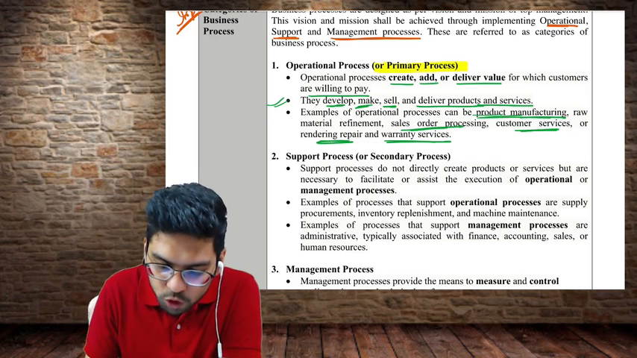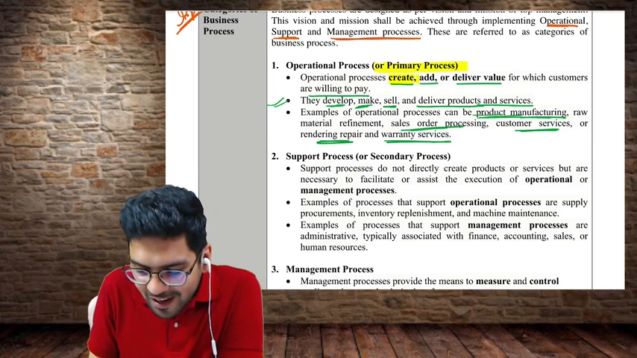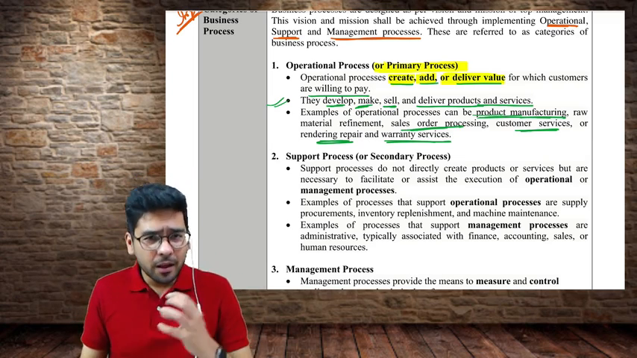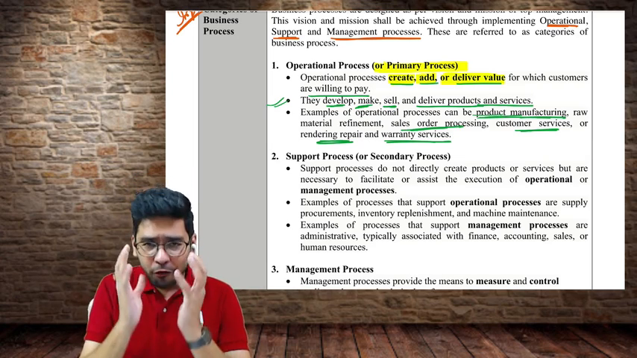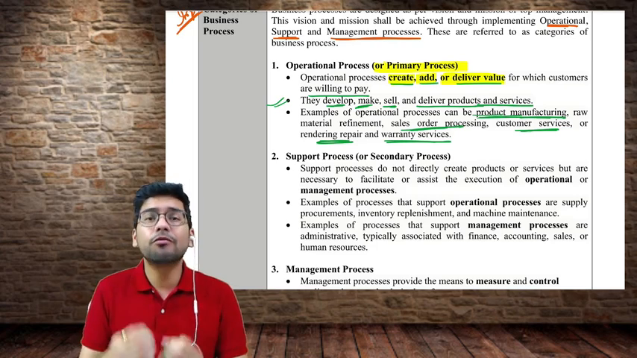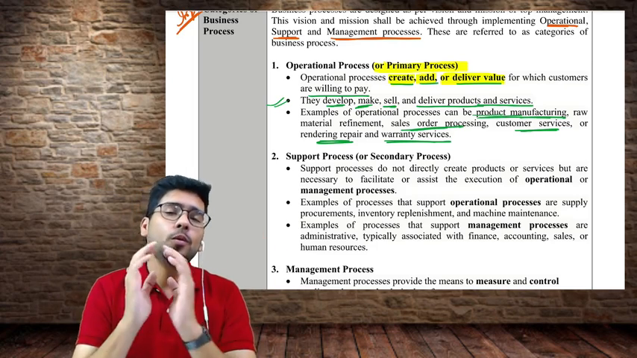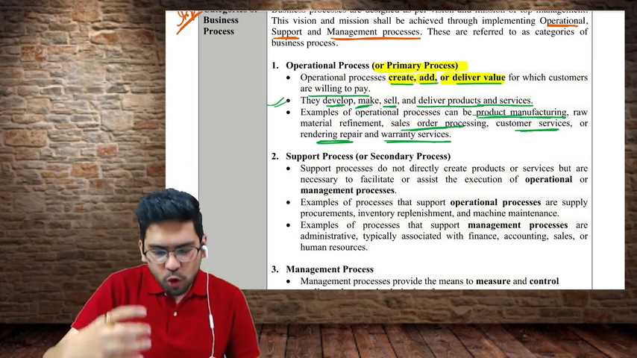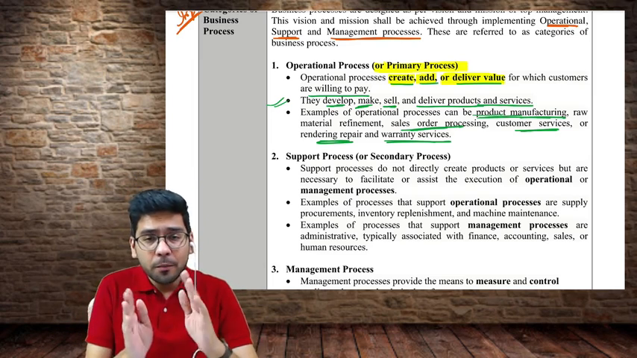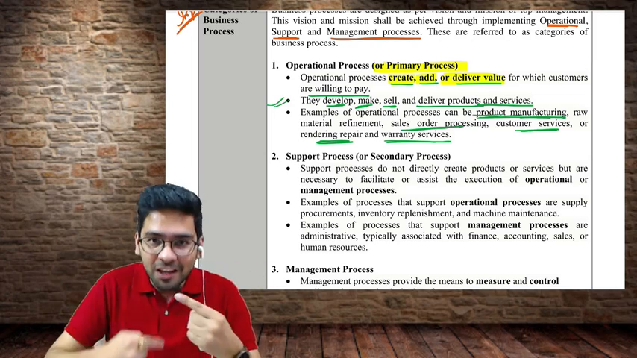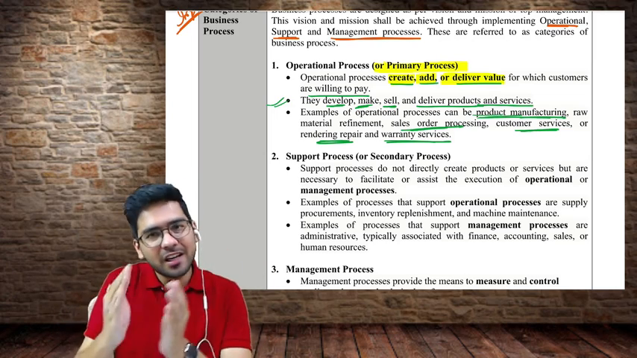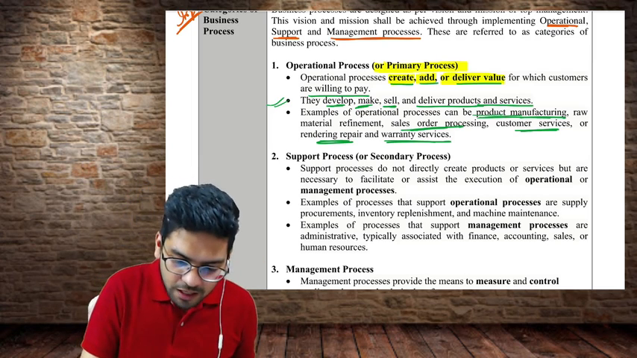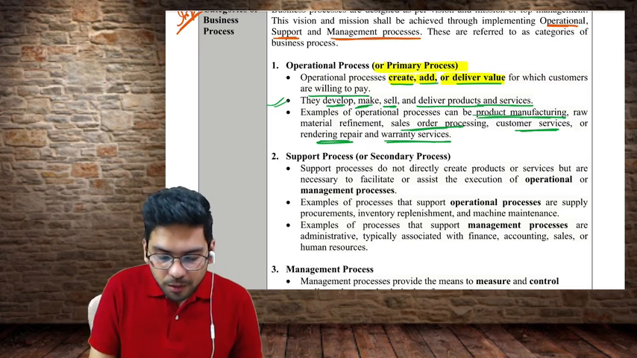Operational processes are those processes which help in creating, adding or delivering value for which the customers are willing to pay. When I say value, it means you are manufacturing something, you are providing something for which the customers are willing to pay us. This is operational process. Once we cover support process and management process, once you are able to understand each of the processes relatively, you are going to have a better understanding of each of them, right? So for the timing, we have just covered operational process. Now let us understand what support process means.